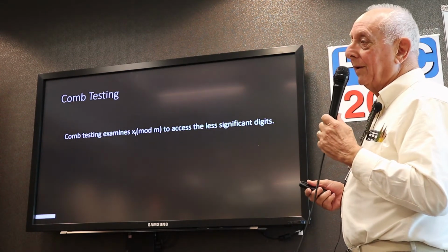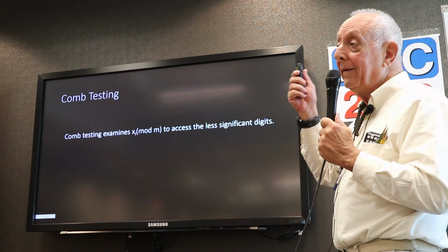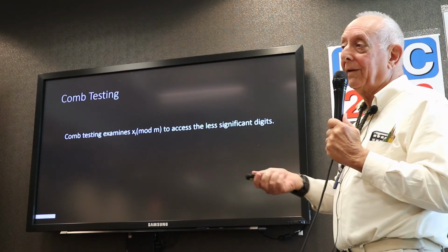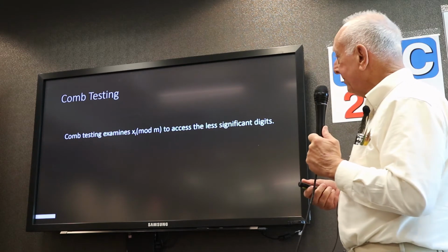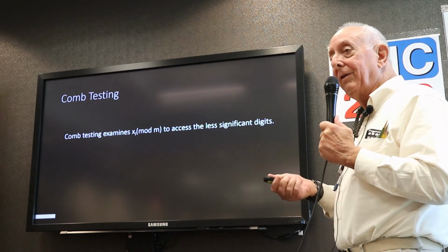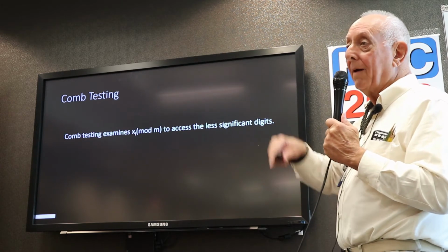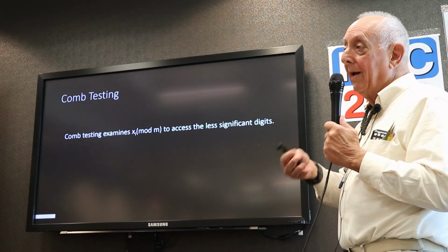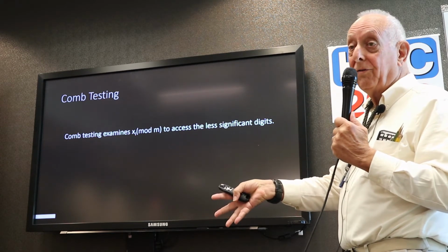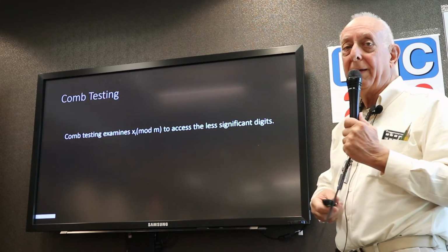Another comb testing. As I mentioned earlier, what you do in comb testing is examine the less significant digits. So if you wanted to do a test, say, of the second digit, you take your random number, multiply it by 10, and take the fractional part. And then multiply that by 10, and that defines the bin, if you were going with 10 bins.